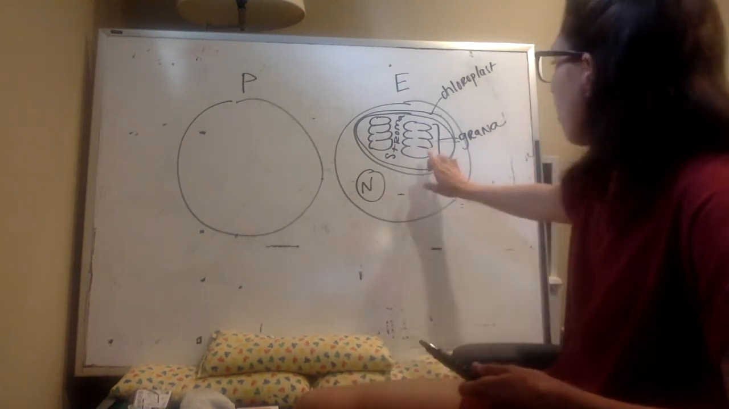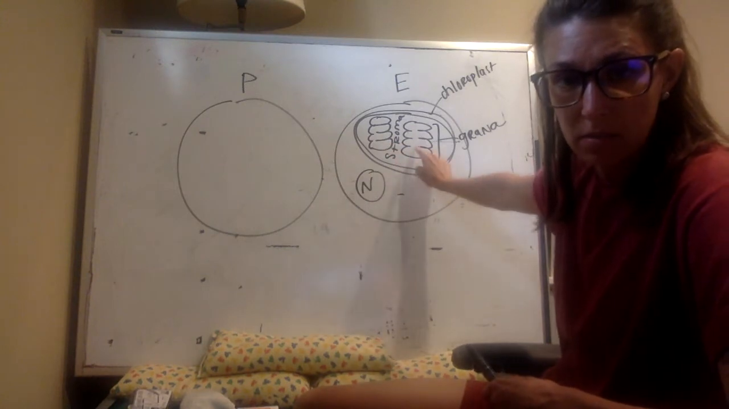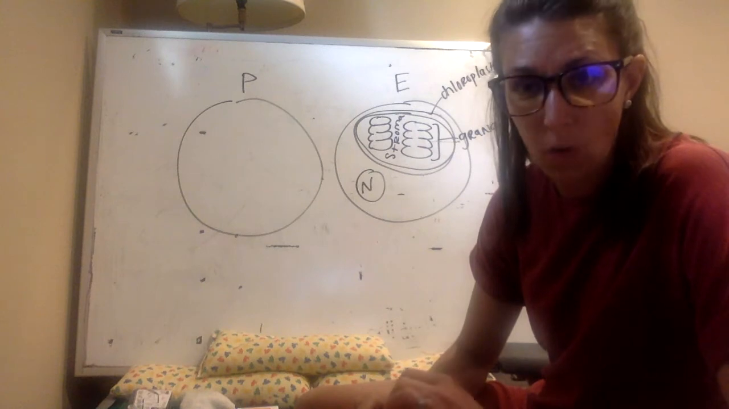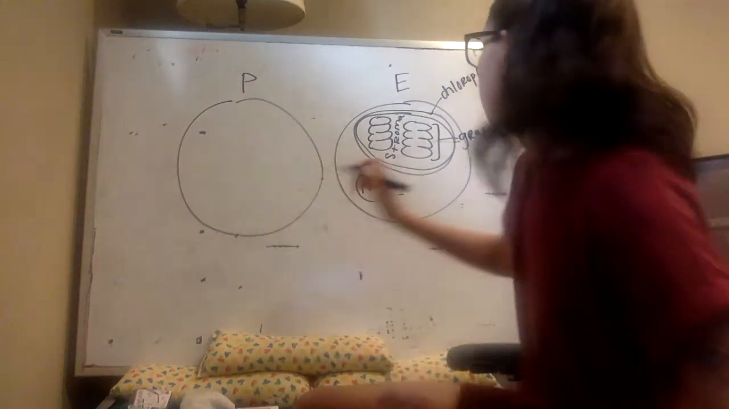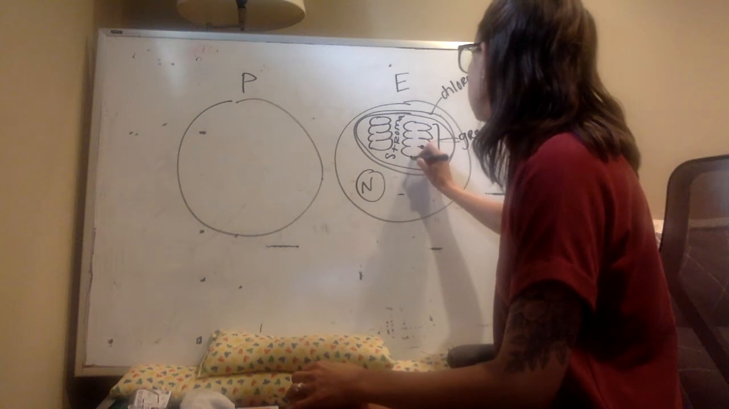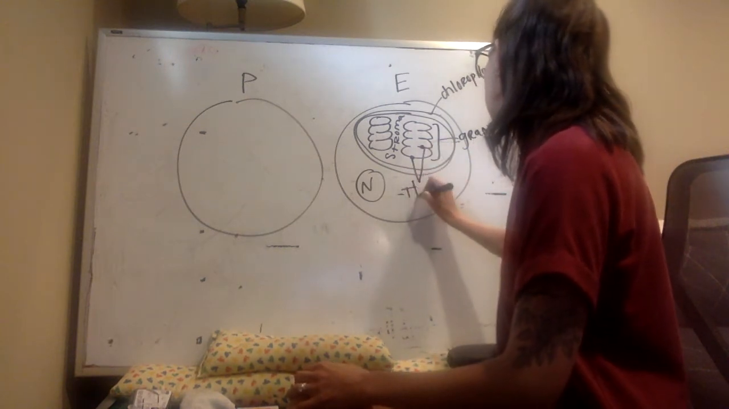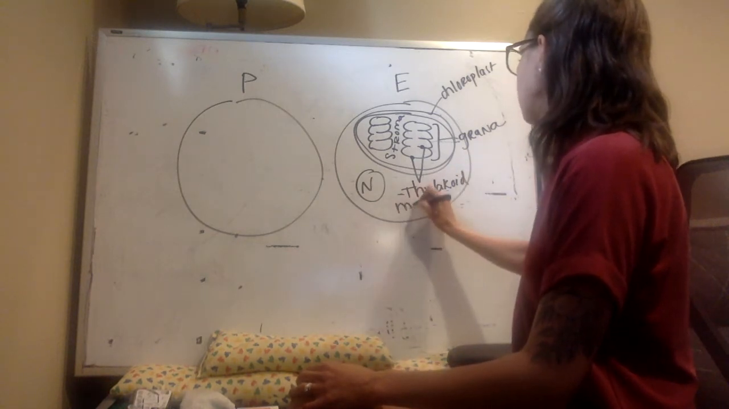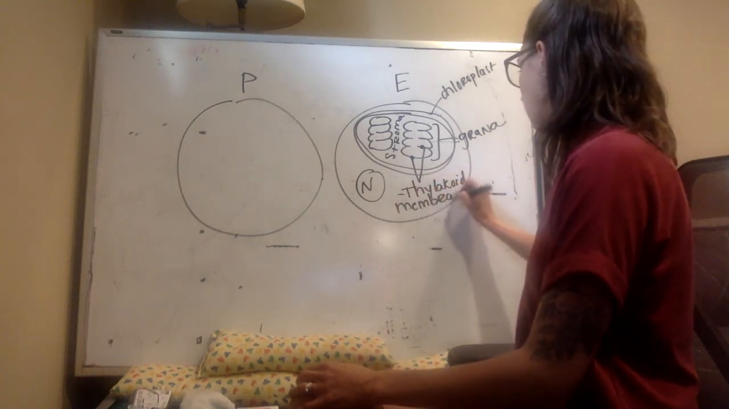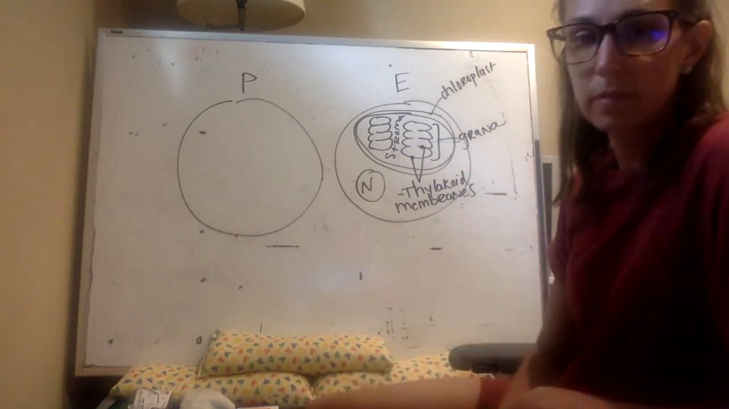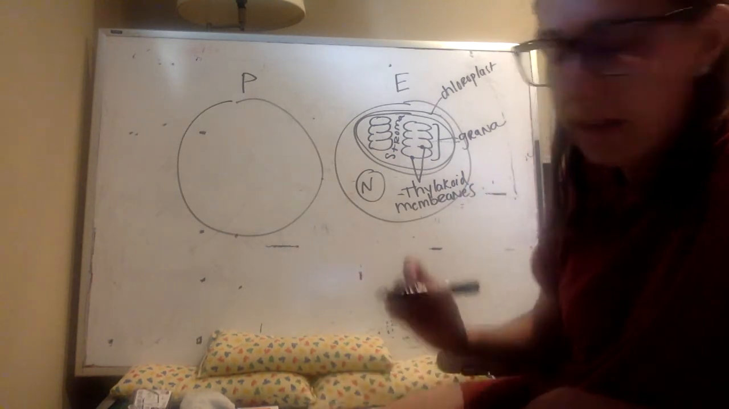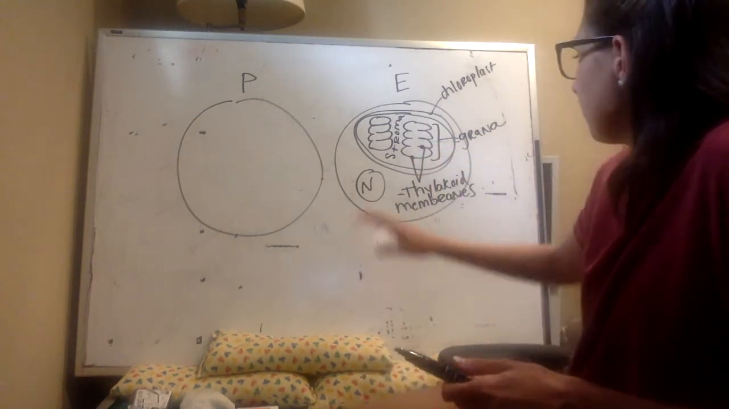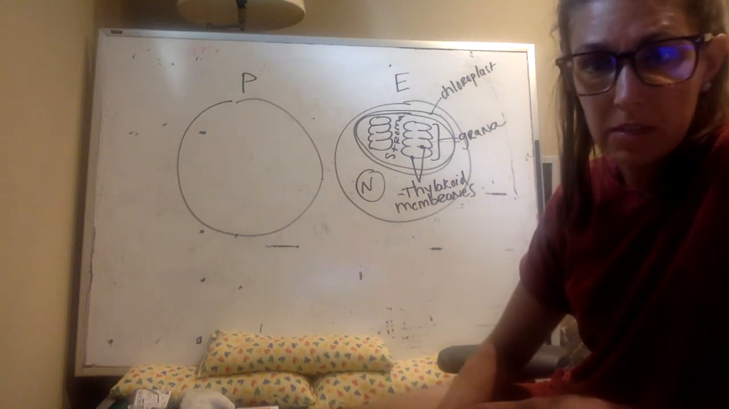All right, so the grana have these membranes. Those membranes are called thylakoid membranes. Thylakoid membranes. Like I said, they're thylakoid membranes and they make up the grana. All right, so now let's talk about some details here.